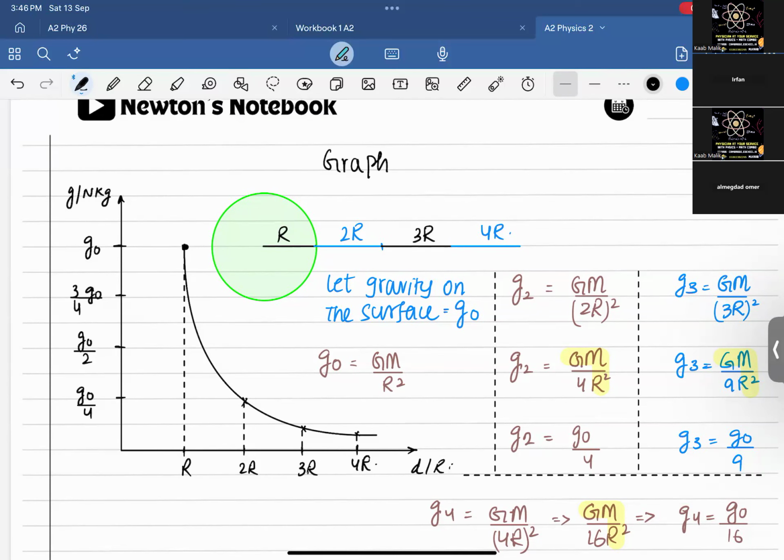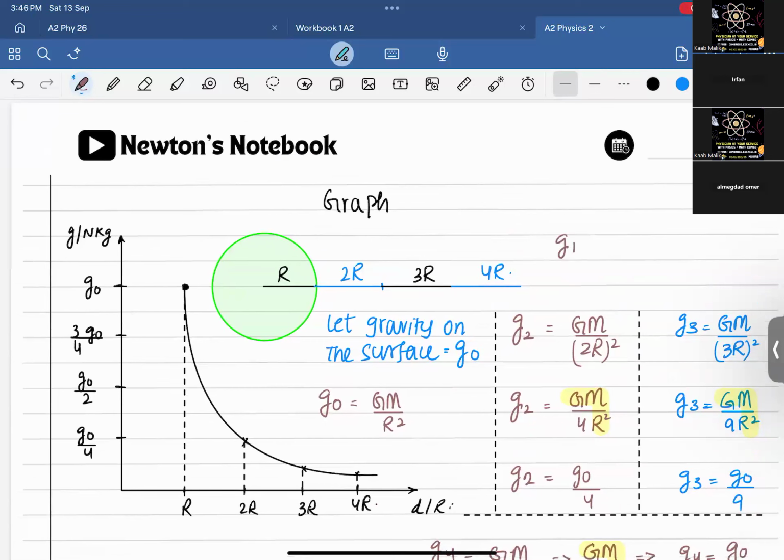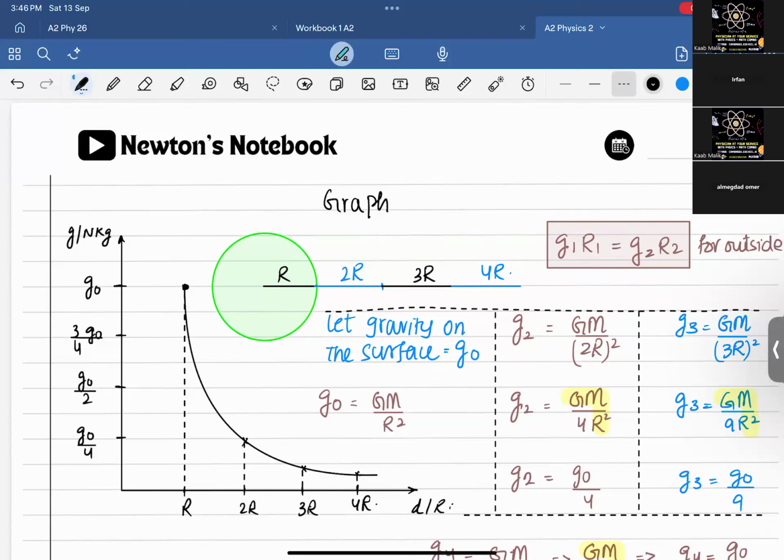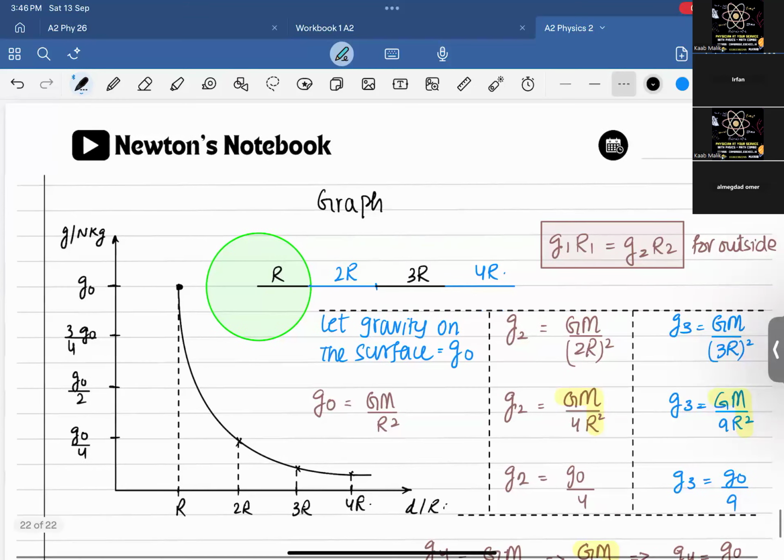You can also use a formula G1 R1 is equal to G2 R2, for outside. So if you are going outside from the planet, you can use this formula, and this way you will work out what will be the value of the gravity at the different points. So this is a graph for the gravitational field around the planet, for one star, for one graph.